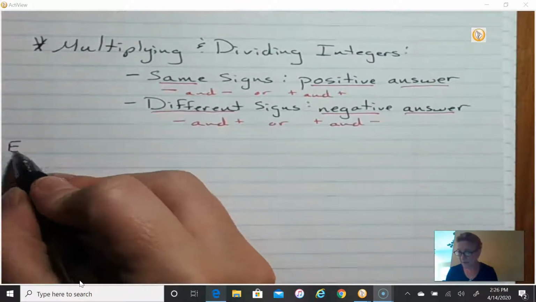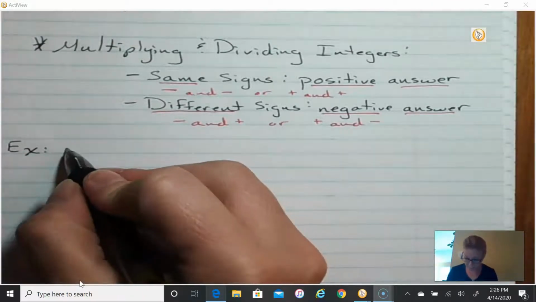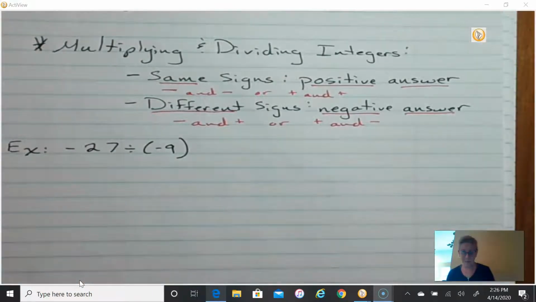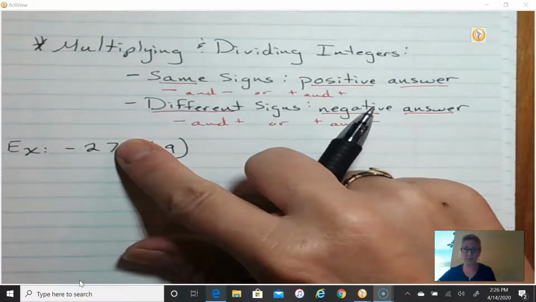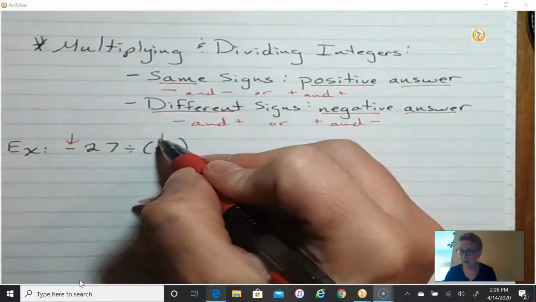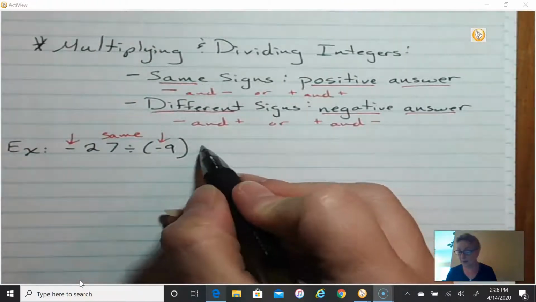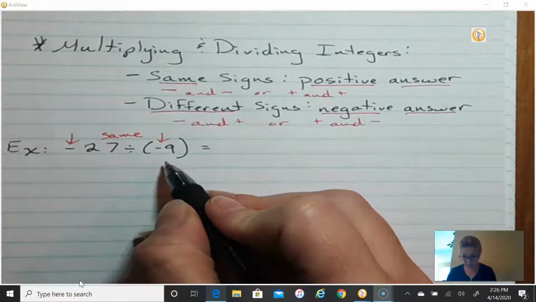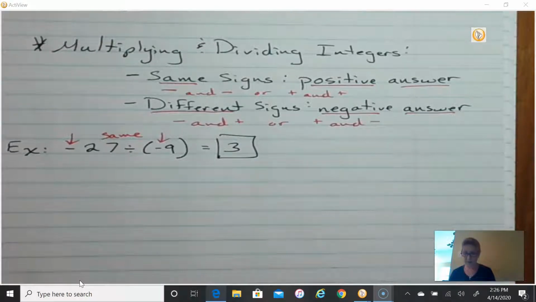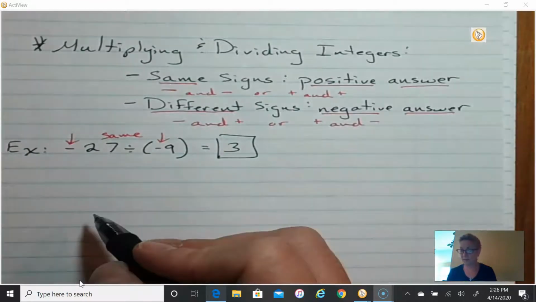All right. Let's say we have negative 27 divided by negative 9. Okay, that's a negative divided by a negative. See that? Negative and negative. They have the same sign, so the answer is going to be positive. So negative 27 divided by negative 9 is a positive 3. Okay, because negative and negative, they're the same. So you're going to have a positive answer.